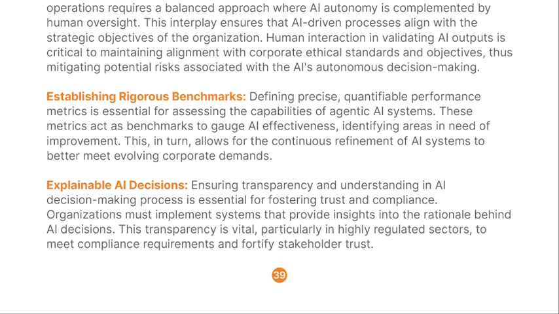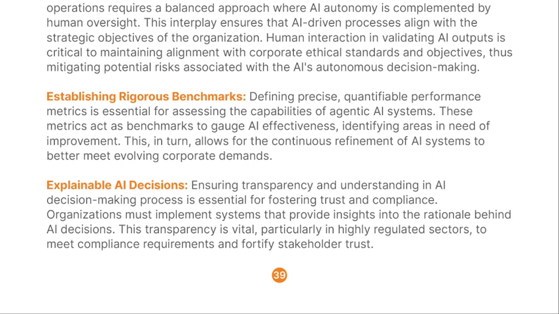Establishing rigorous benchmarks: defining precise, quantifiable performance metrics is essential for assessing the capabilities of agentic AI systems. These metrics act as a benchmark to gauge AI effectiveness, identifying areas in need of improvement. This in turn allows for the continuous refinement of AI systems to better meet evolving corporate demands.